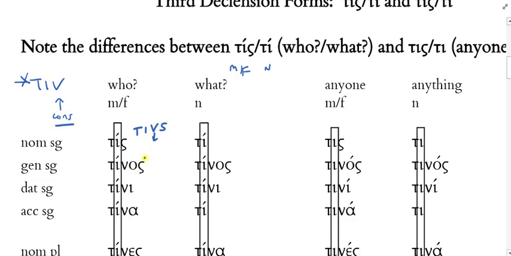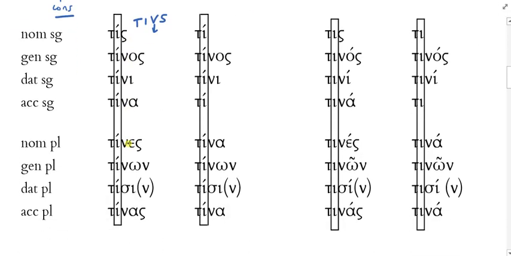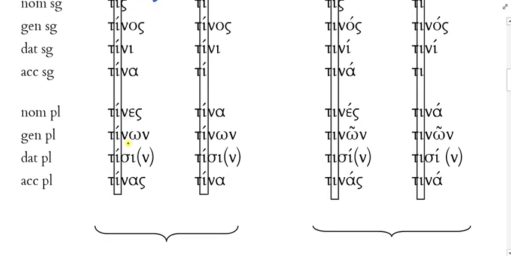And so we're all happy, aren't we? So let's say these together, everybody. Tis, tinos, tini, and tina. Do you see all the case endings you just learned here? Isn't that great? All right. Tinis, tinon, and tinsi. I know that's what you want to say.